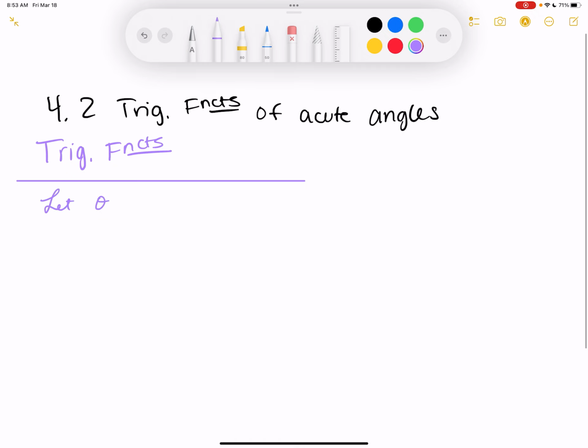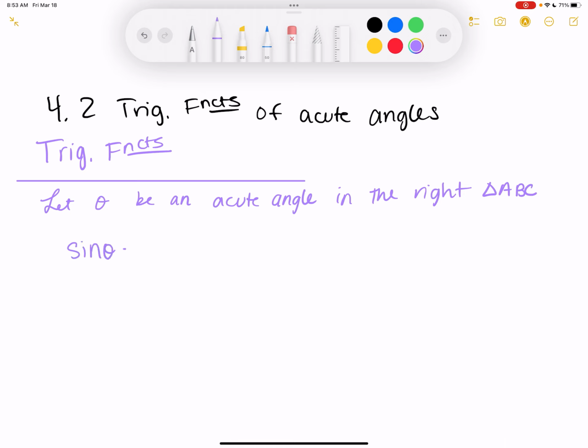Let theta be an acute angle in the right triangle ABC. And then the sine of theta is equal to opposite over the hypotenuse. Cosine is equal to adjacent over the hypotenuse. Tangent is opposite over adjacent.